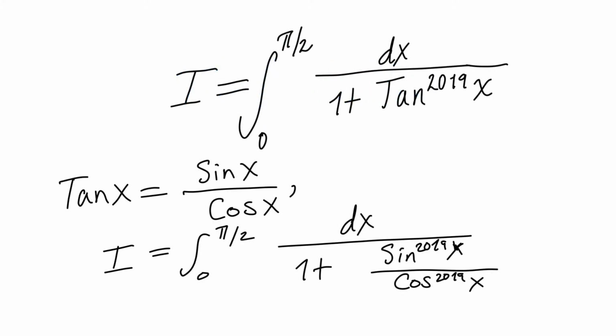Okay, here I have used I for the integral. It helps a lot for notation, you will see later. And also I have put tangent of x equal to sine of x divided by cosine of x. It helps too for using some properties of sine and cosine. And after this, you will just replace and perform some algebra. That is just to put sine and cosine in terms of 2019 power.